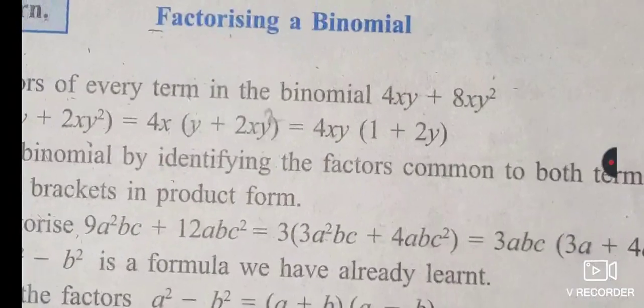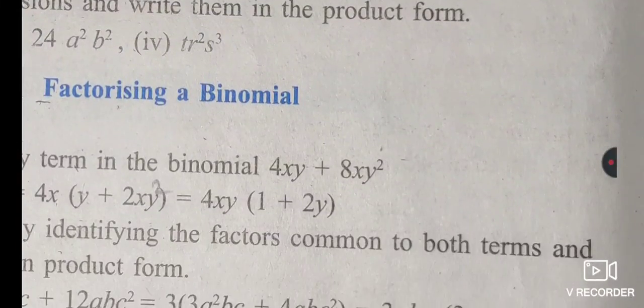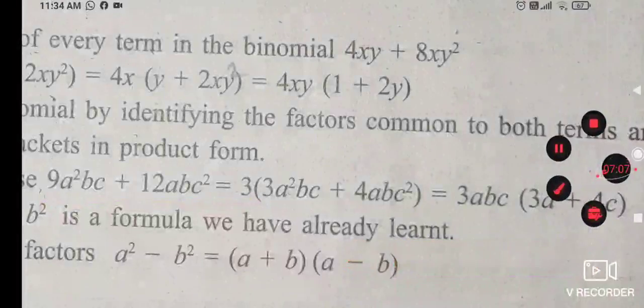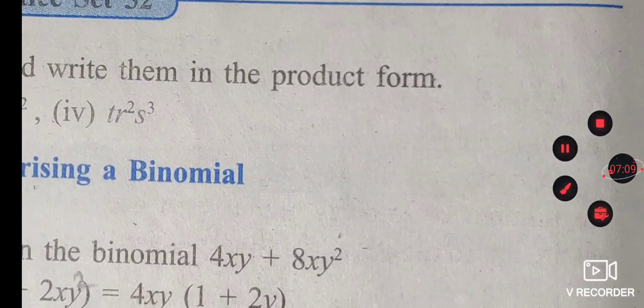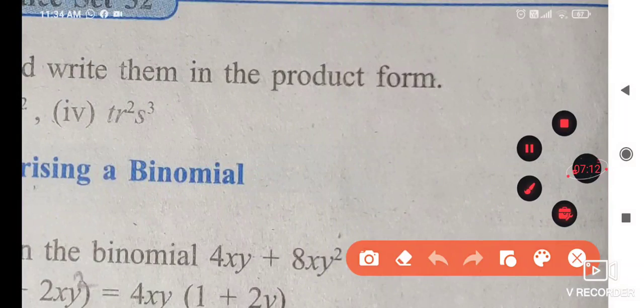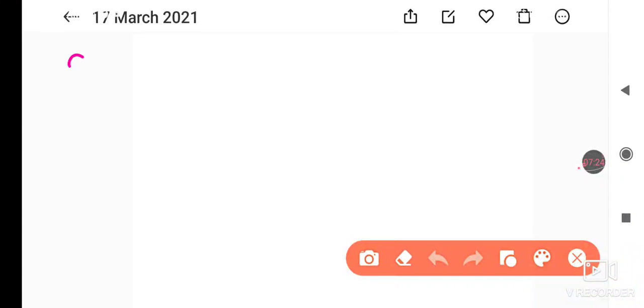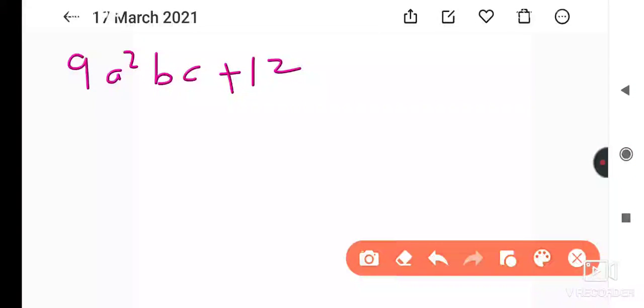Okay, for better understanding, let's solve one more example. Which is the example given in your textbook? This example we will solve now. Okay, so see here, I will solve it here. The question is 9a square bc plus 12abc square. It is there in your textbook, you just open it and see on page number 94.